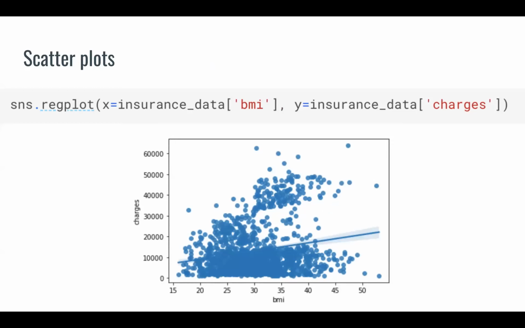In order to check the strength of this relationship, you might like to add a regression line, as you can see from this chart. So basically, it's a line that best fits the data. So you can do this by using the command called SNS reg plot, regression plot.